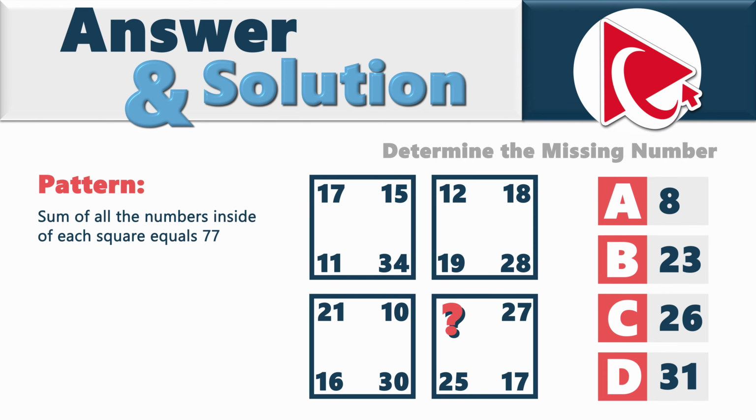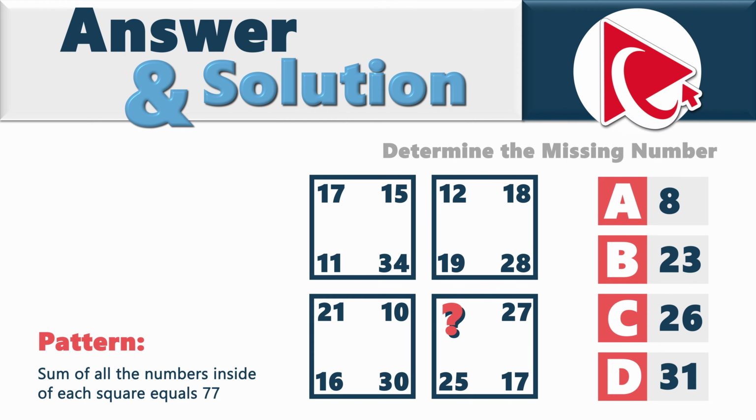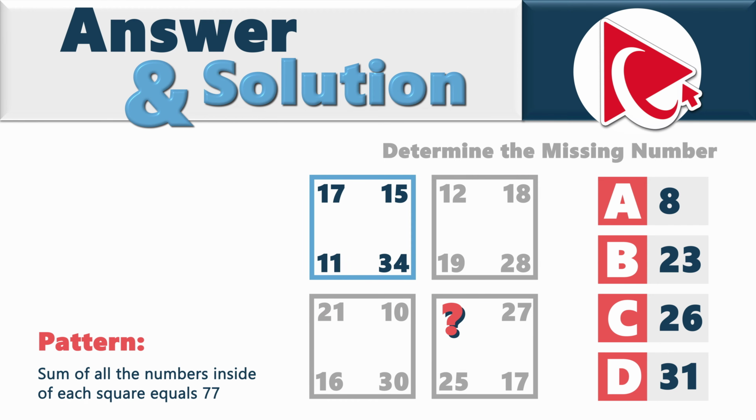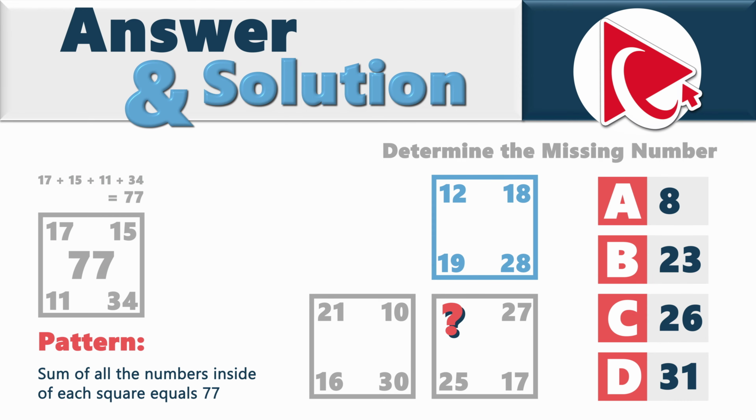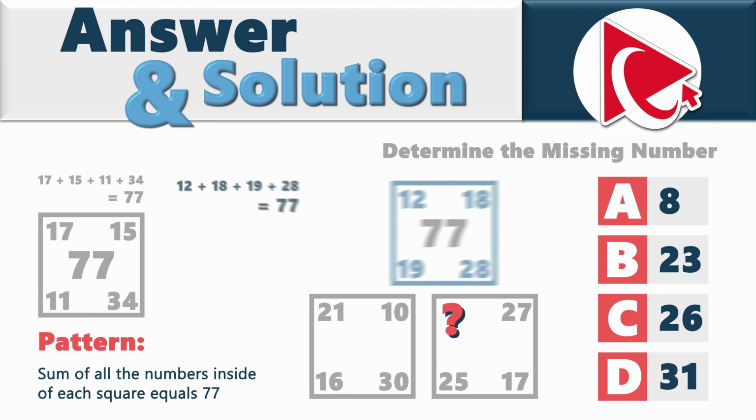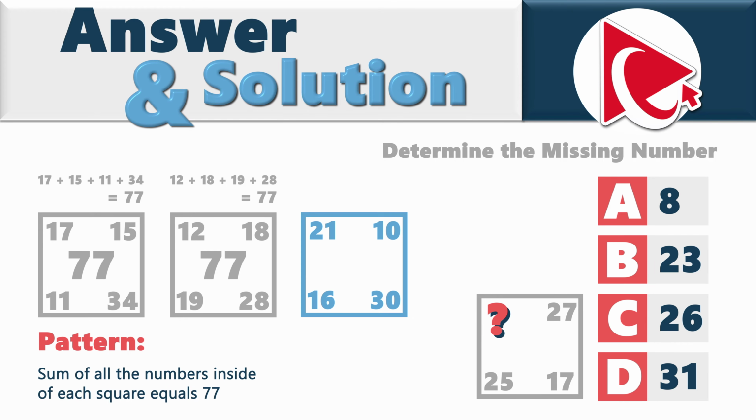Sum of all the numbers inside of each square equals 77. Let's look at the example. In the first square, if we add up 17, 15, 11, and 34, the end result of this is 77. Let's confirm it with the second square. 12 plus 18 plus 19 plus 28 also equals 77. Believe it or not, but in the third square, 21 plus 10 plus 16 plus 30 also equals 77.